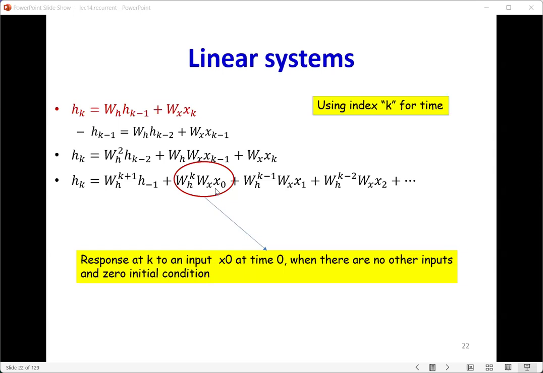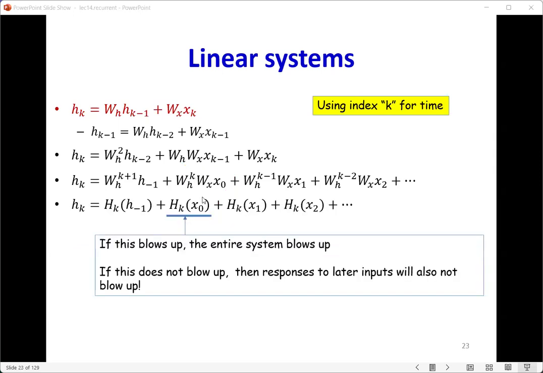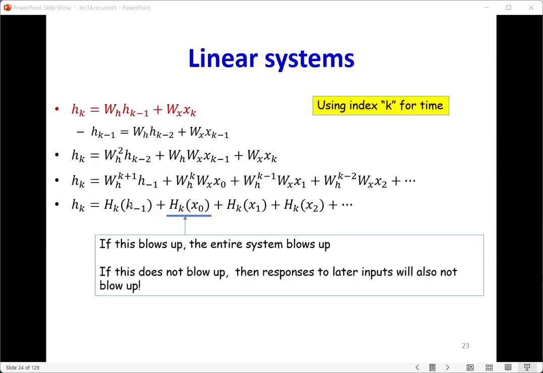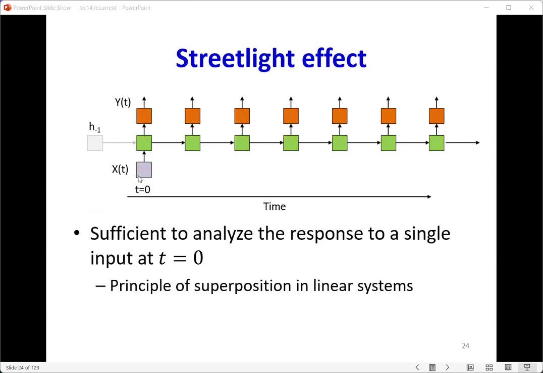Right. So it's sufficient for me to analyze the response to an input at time 0. If this does not blow up, then the responses to later inputs will also not blow up. What do I mean by blow up? We will see. Blow up meaning it just explodes, goes to infinity. But we'll see how that happens. Or other nasty things can happen.